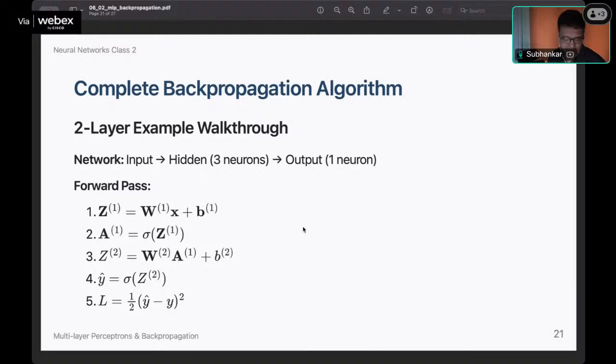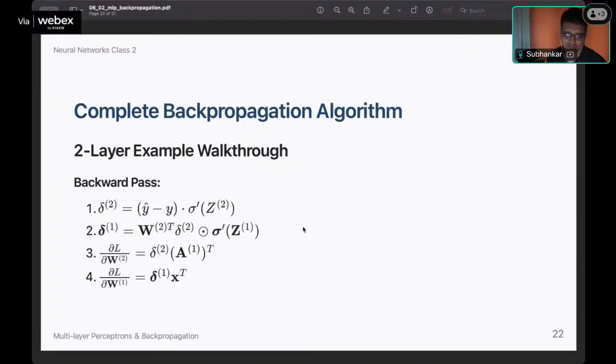The forward pass is very simple. Z1 is equal to W1 x plus b1, we apply the first layer, and A1 will be sigma of Z1. Then Z2 is equal to W2 A1 plus b2, and then we directly predict y-hat by applying a nonlinearity over Z2. Now we calculate the loss. Let's say it is MSE loss here, so we have half of predicted minus actual, whole squared.